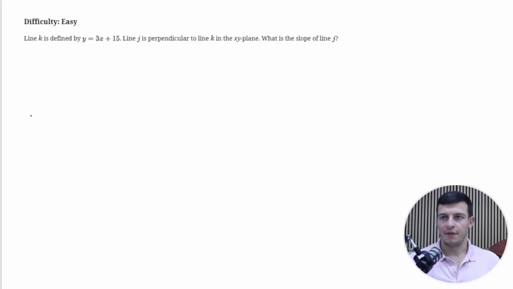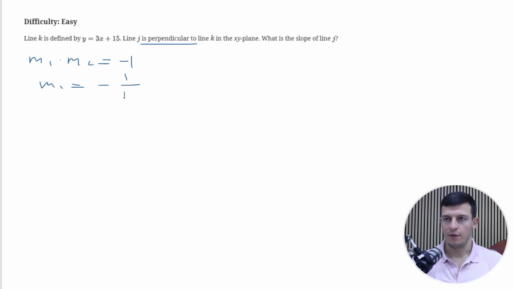Line K is defined by y equals 3x plus 15. Line J is perpendicular to line K in the xy plane. What is the slope of line J? Now, very quickly, if the two lines are perpendicular, we know that m1, meaning the slope of the first line, times the slope of the second line has to be equal to -1. So they should be negative reciprocals of each other.